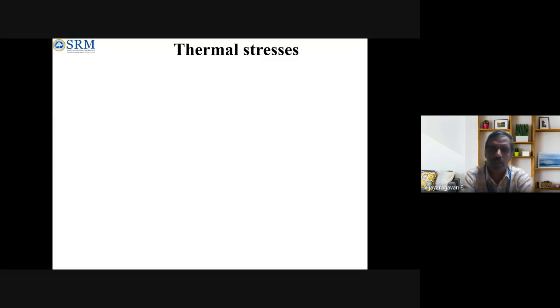Now we will see the thermal stresses. Can anyone tell what you mean by thermal stress just by seeing the name? I don't want anything technical. What do you mean by thermal stress?